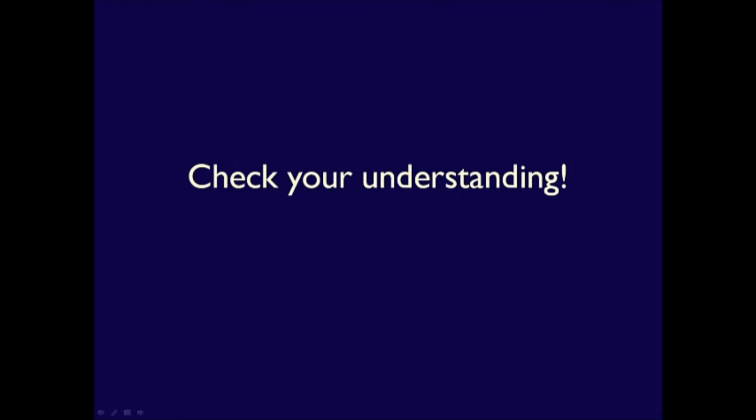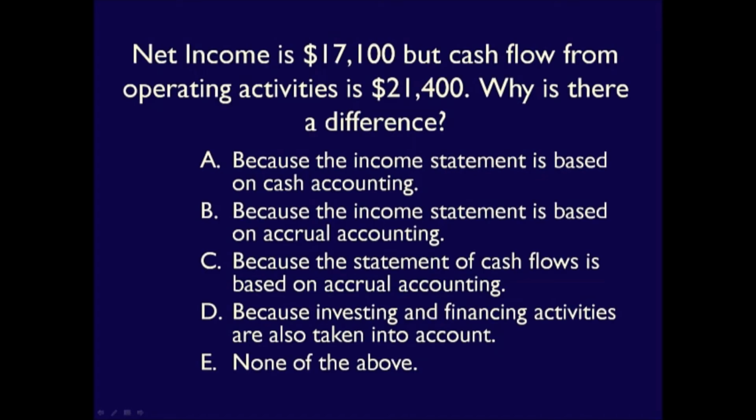Remember to pause the video to determine your own answer before continuing. Net income is $17,100, but the cash flow from operating activities is $21,400. Why is there a difference? The answer is not E. One of the above answers is correct. The answer is not D.